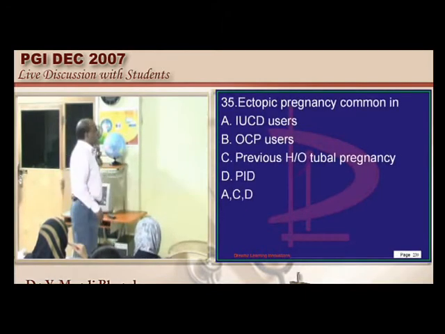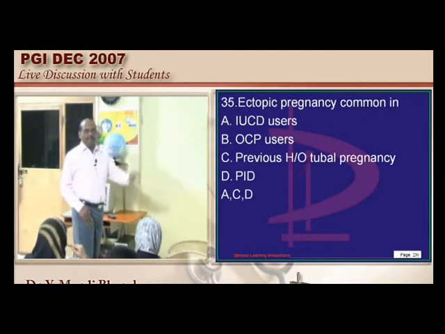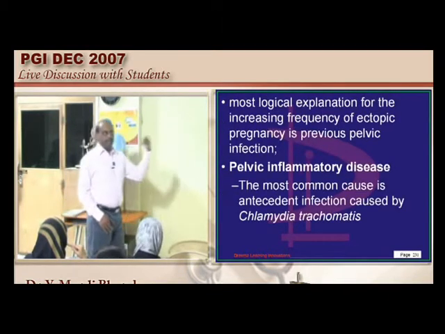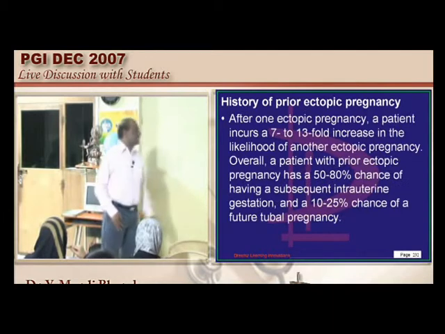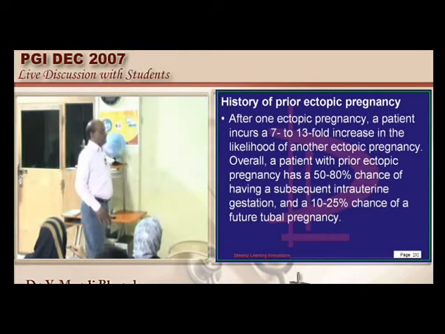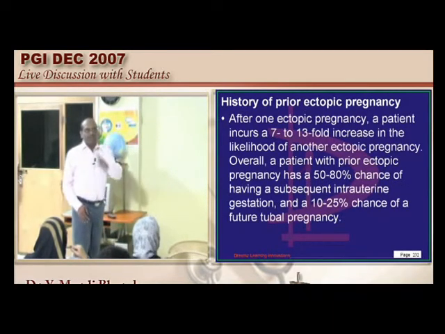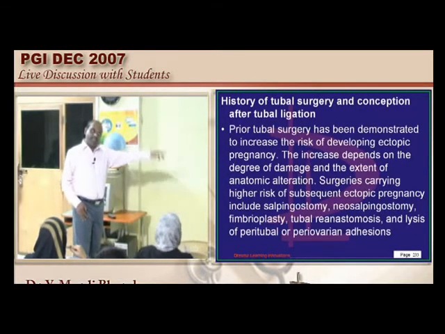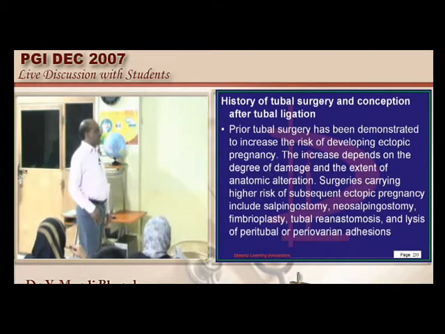Let us talk about ectopic pregnancy. What are the important risk factors? Pelvic inflammatory disease is undoubtedly an important risk factor. Earlier there was a history of ectopic pregnancy that will increase the risk to 7 to 13 fold. Similarly, a history of tubal ligation or any tubal surgery also increases the risk for ectopic pregnancy.